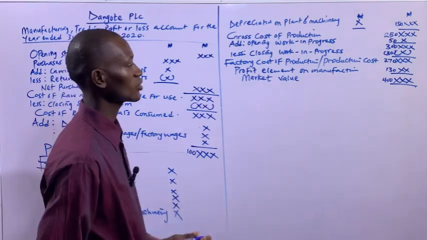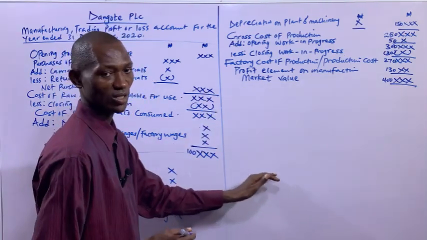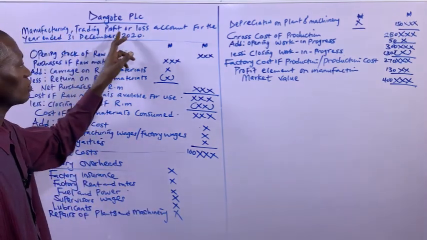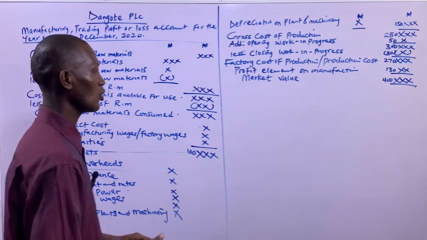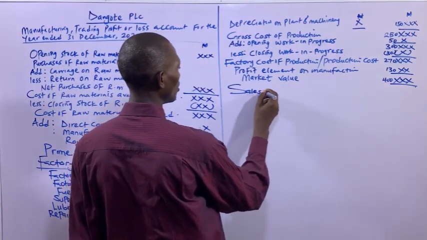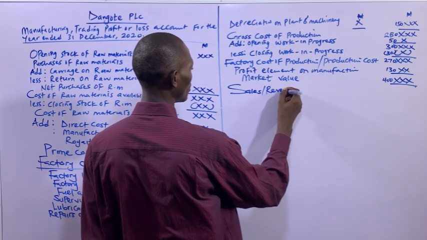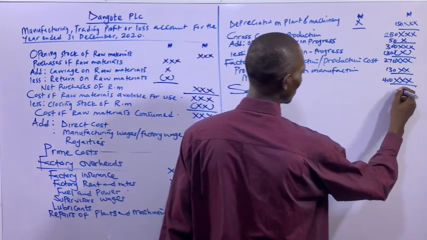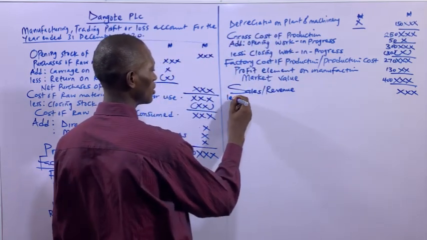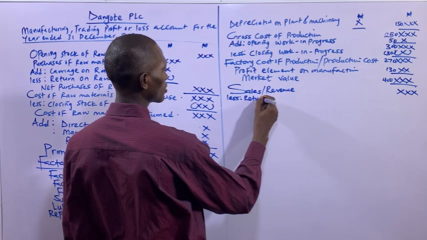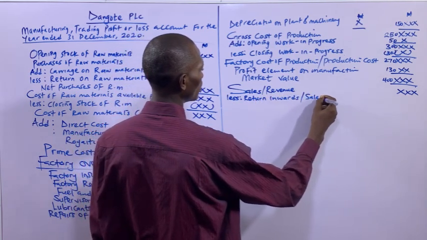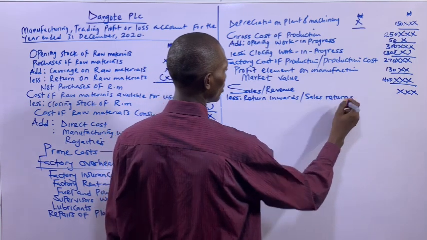So this is where the manufacturing account stops. Let's continue with the trading, profit and loss account, because it's the manufacturing, trading, profit and loss accounts. So we start with our sales, or you can call it revenue. You don't need to leave a line basically. So we less from our sales, return inwards, or most times you can call it sales returns.